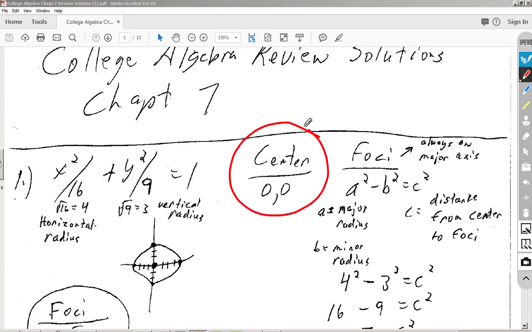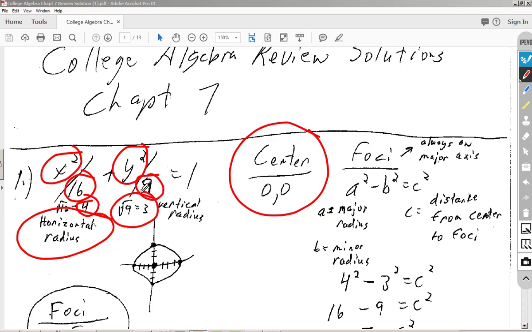Well, the center is at 0, 0 since there is no shifts happening in the x squared or the y squared direction. Now to graph this, the number underneath the x, just take the square root of it. Square root of 16 is going to be 4. That's going to be your horizontal radius, so that's going to be the radius in the x direction. Now this number under y, take the square root of 9, which is 3. That's going to be your vertical radius, or in other words, that is the radius in the y direction.